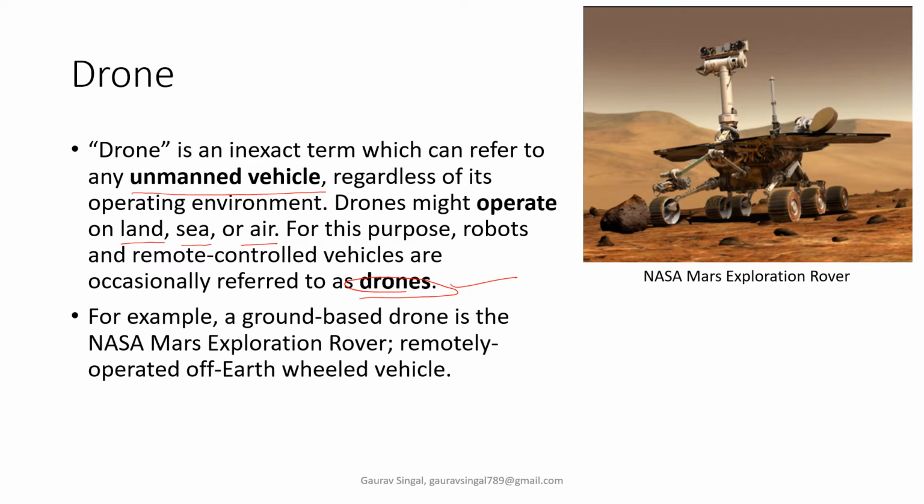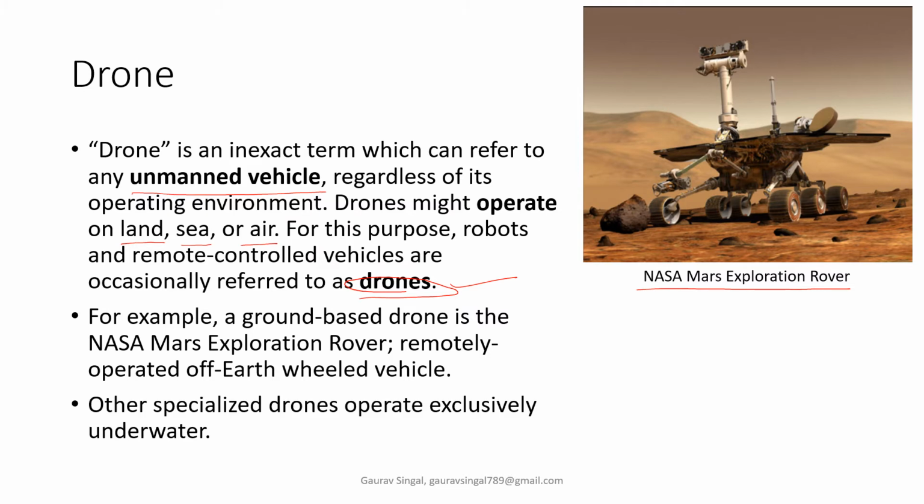Okay. So, for example, a ground-based robot, what we are showing in the picture, the NASA Mars Exploration Rover, is also called a drone. It's basically a remotely operated off-earth wheeled vehicle. Okay, so there are multiple others. Other specialized drones operate exclusively underwater, like a submarine. A submarine is basically controlled by some naval officer. But if any vehicle is going underwater without a person, we can say it's a kind of drone again.